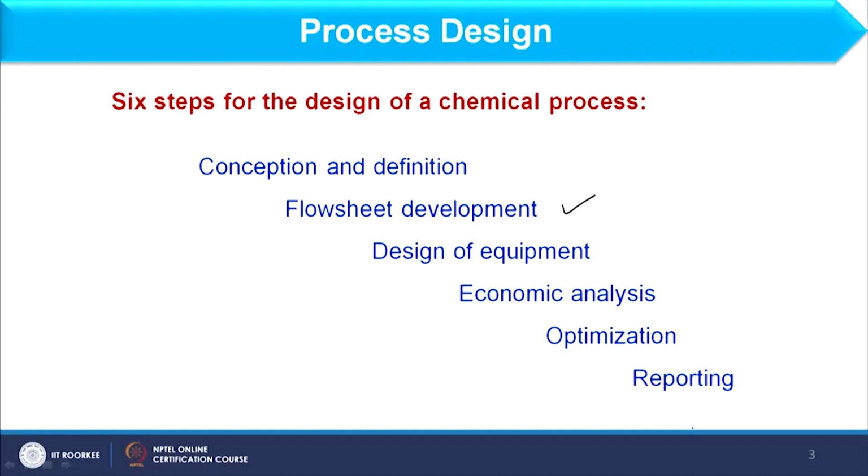Now, how will we develop this flow sheet? Let us say I want to make product A. To make product A, we may have different routes, and we have to select the proper route. And proper route means what? We have to select the proper flow sheet. So, in that way we can first conceptualize that I have to produce product A, and then accordingly I will decide the proper flow sheet for that.